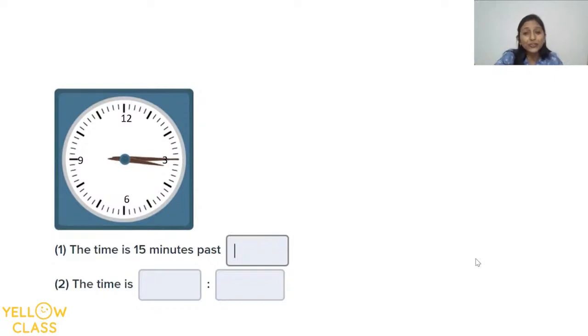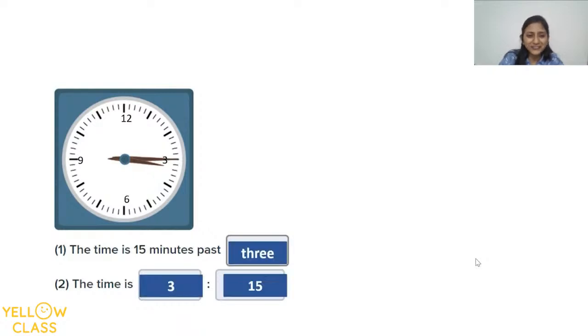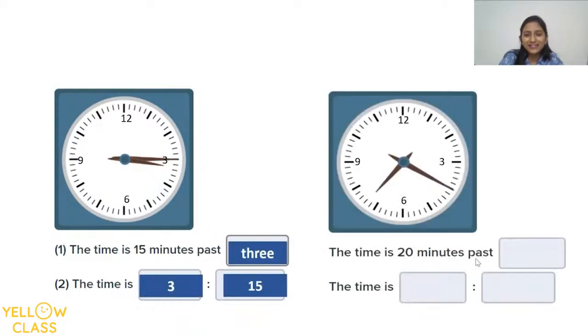All right. Okay, good. So quickly write this in the chat box. Write in words, write in the digital format. What is this time? So in option 1, there is some hint also given. 15 minutes past. Yes, 3. So in the digital format, it will be 3:15. Good. Very good. Great job.